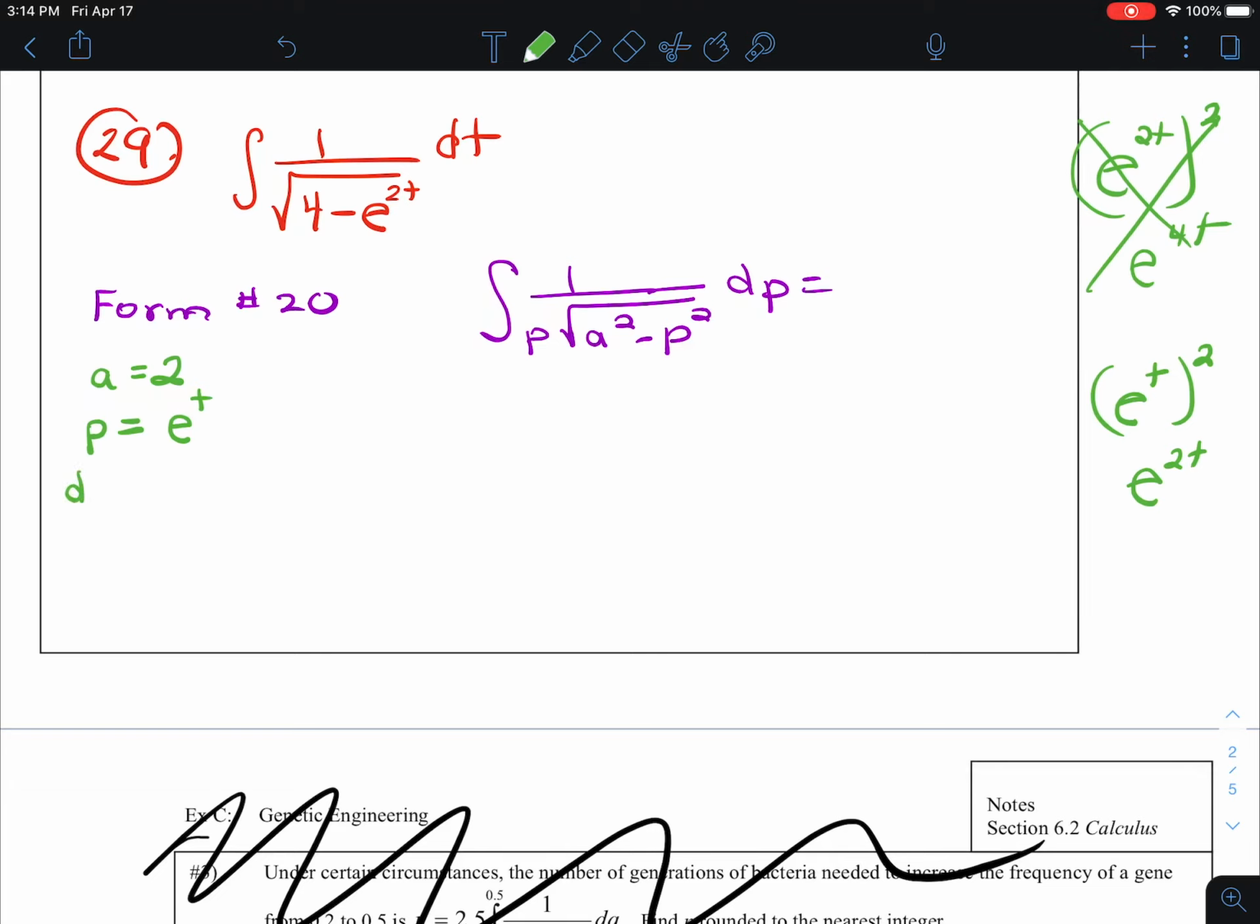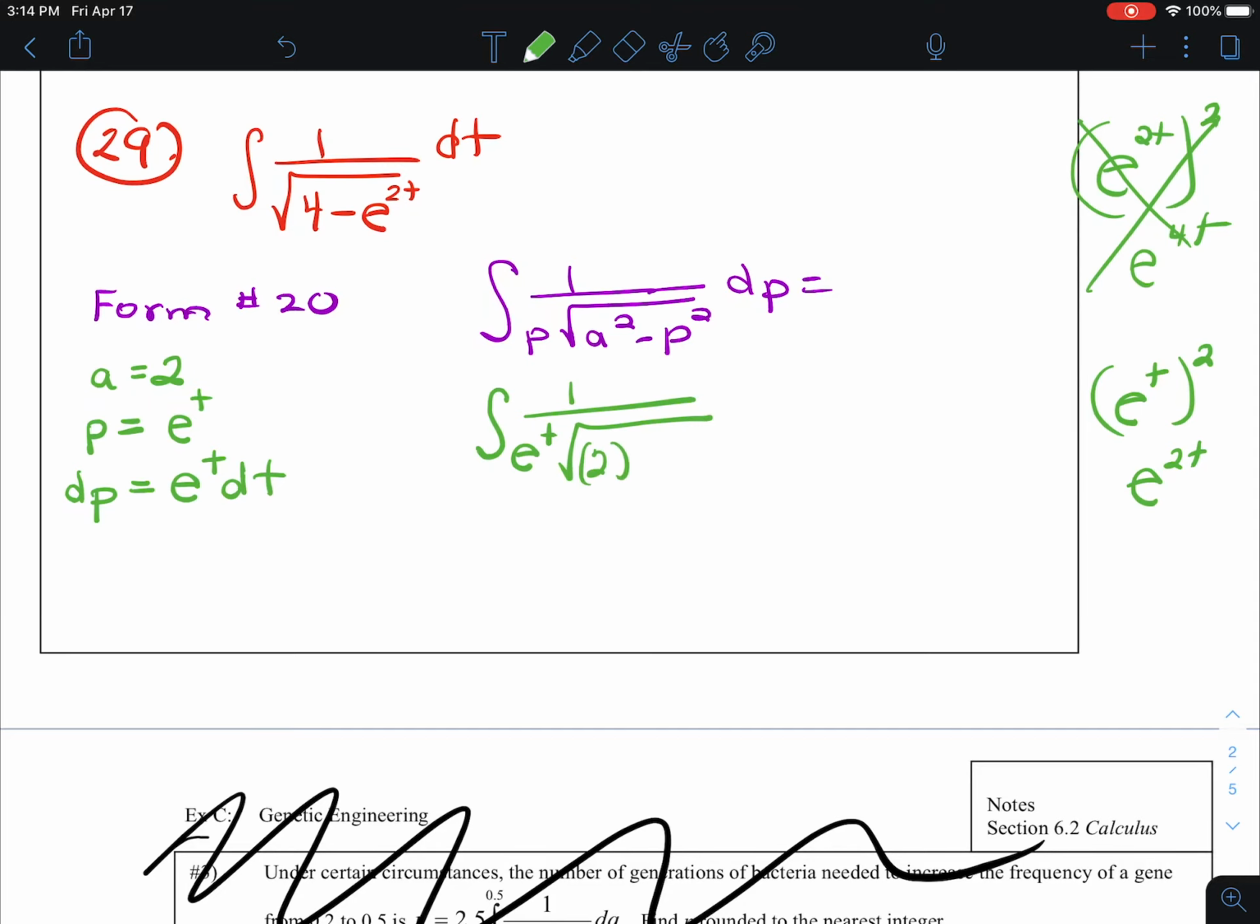Okay, again, anytime we make a variable change, we've got to take the derivative of both sides. The derivative of e to the t is e to the t. So let's make these substitutions and see how this looks. Keep in mind, there is a p here, so I have to substitute an e to the t in for that.